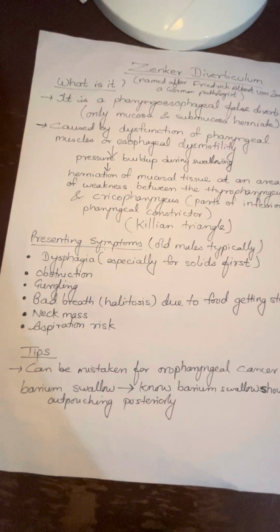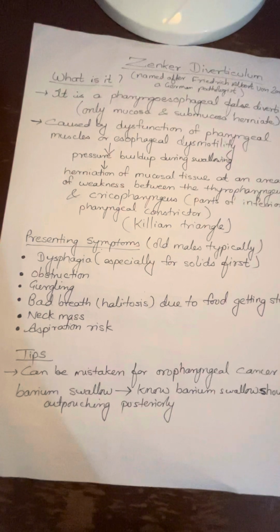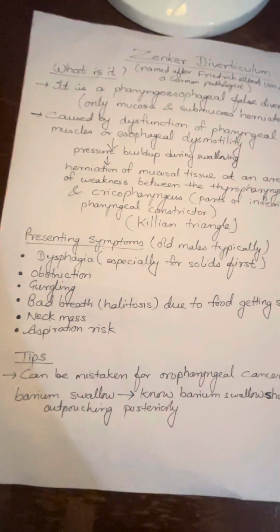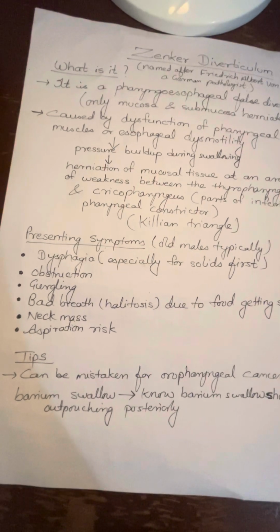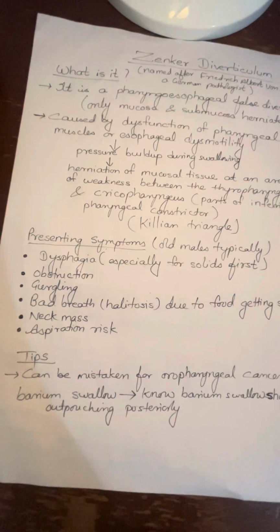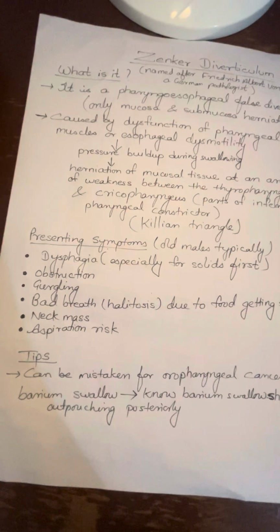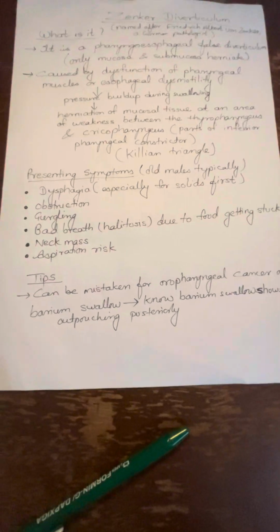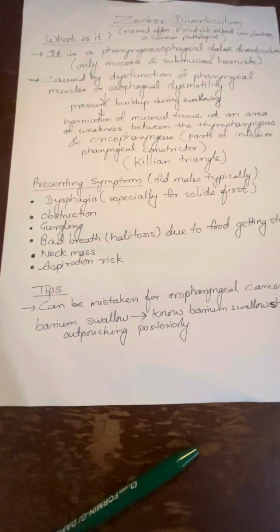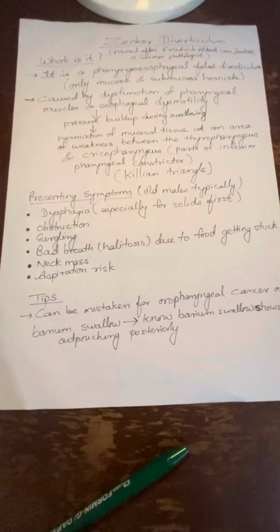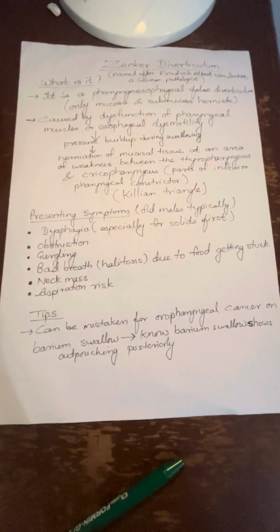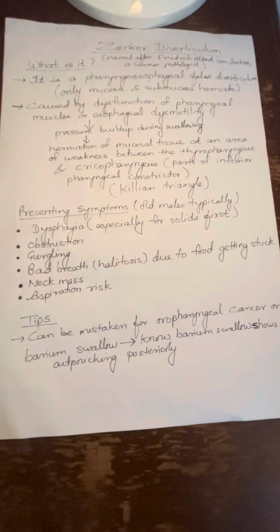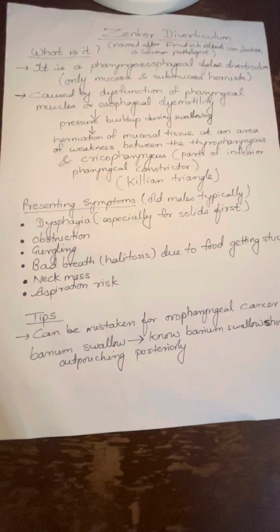And the patient also presents with a neck mass, or there may be a sensation of a foreign body in the neck known as globus. Also, there is the risk of aspiration leading to aspiration pneumonia. One tip: this Zenker diverticulum can be mistaken for oropharyngeal cancer on barium swallow. So always know barium swallow shows outpouching posteriorly on imaging.